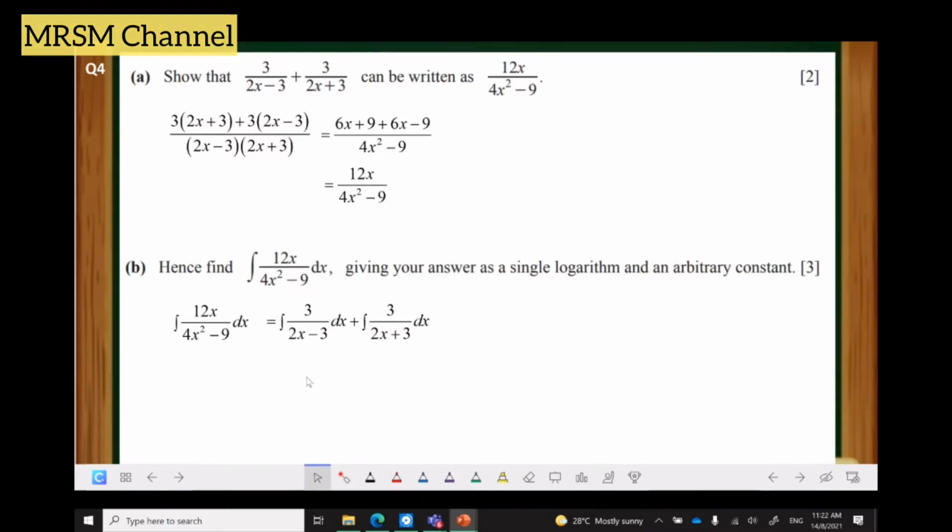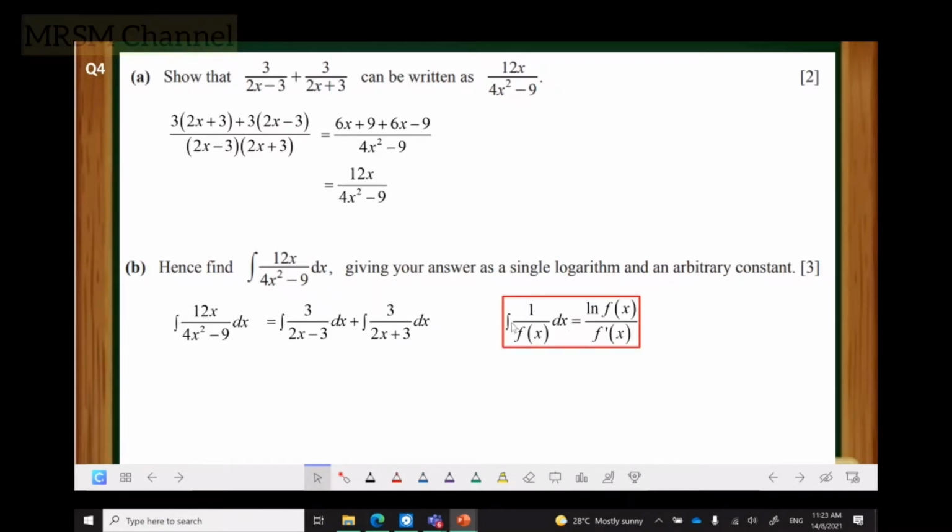So teacher dah split yang ni, first fraction, integrate 12x over 4x square minus 9. Actually integrate of 3 over 2x minus 3 plus 3 over 2x plus 3. So kita split these two into 2 different integration. Okay, yang ini teacher buat satu integration, yang ini satu lagi integration. Okay, pecahkan dua.